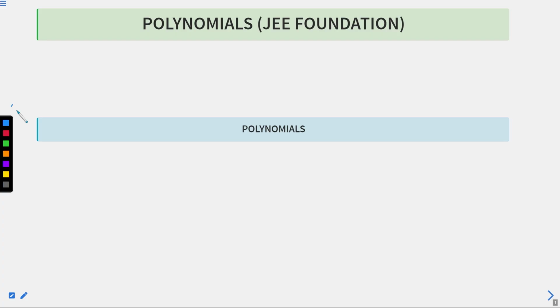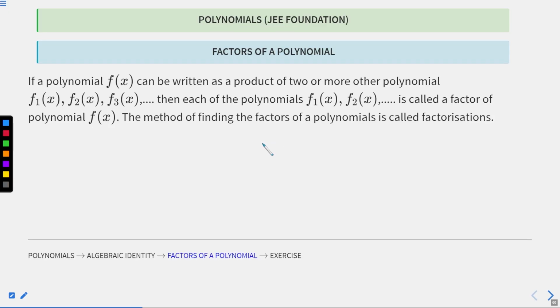Today we will be continuing our discussion on the topic of polynomials. In the previous class we discussed identities, and we discussed exercises and examples based on those identities. Now let's dive deep into our topic and see what we mean by factors of a polynomial.